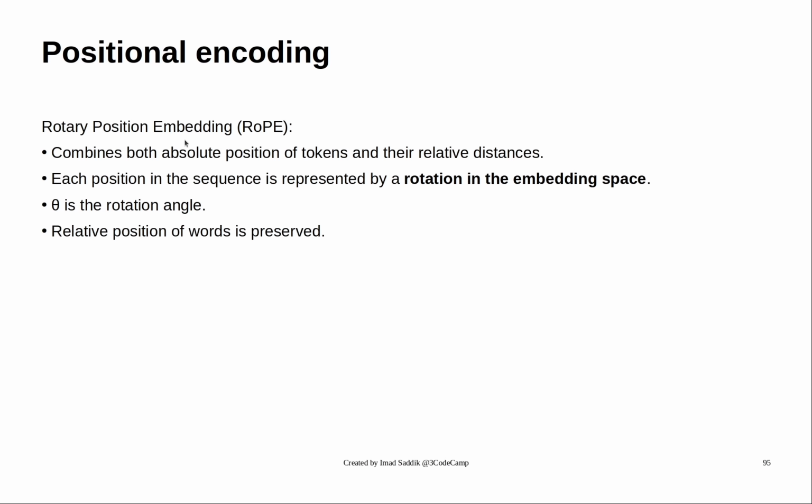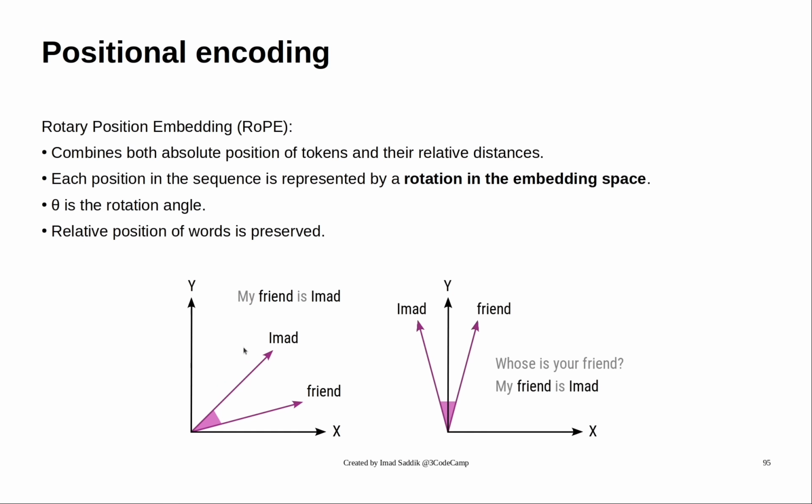And also, what's amazing about RoPE is that it preserves the relative angle between tokens. Let's look at this sentence. "My friend is Imad." The angle between the tokens "friend" and "Imad" is represented here, and represents their relationship. So let's say that we changed that sentence to this one. "Who is your friend? My friend is Imad." You can see that because here we added tokens before this sentence, we need to rotate these tokens. And as you can see, the angle between them is preserved. And just like that, RoPE preserves relative positions even if the sentence structure changes.